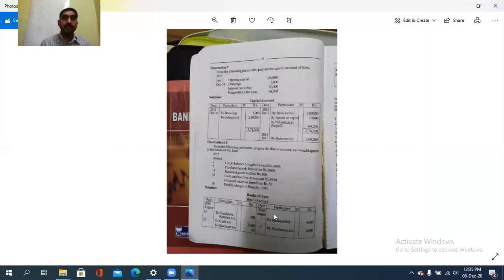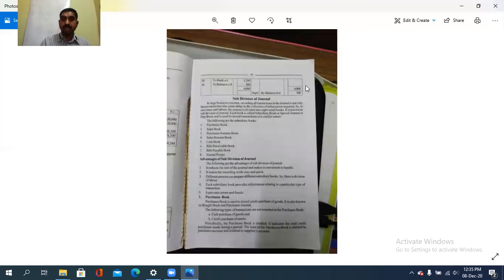I will give you the illustration with regard to how to pass the journal entry, and from that we will post it to the ledger accounts. I will give you enough problems, you can do it. Okay. And next we are going to see the subdivision of the journal.